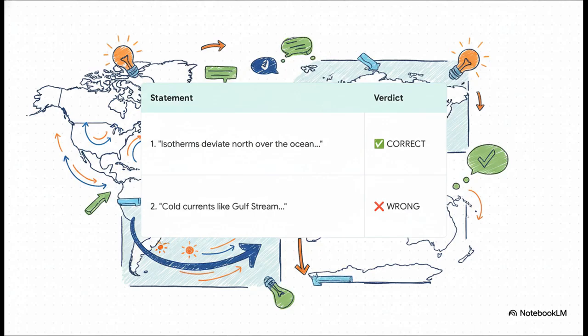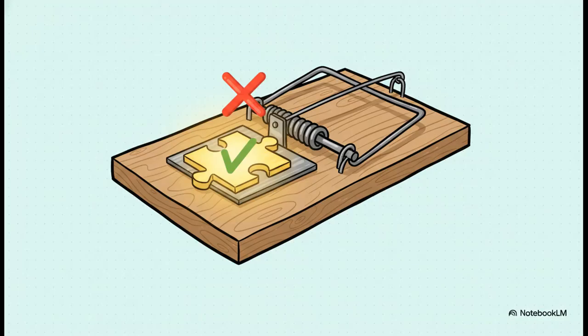So let's look at the actual question. The first part says isotherms bend north over the ocean in January. And based on our logic, yeah, that's 100% correct. But then look at the second part. It tries to give a reason, mentioning the Gulf Stream, but it calls the Gulf Stream a cold current, and anyone who knows their currents knows that is just flat out wrong. And there it is. That's the trap, laid bare.